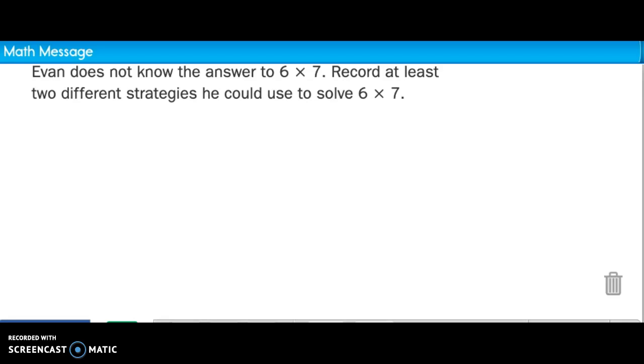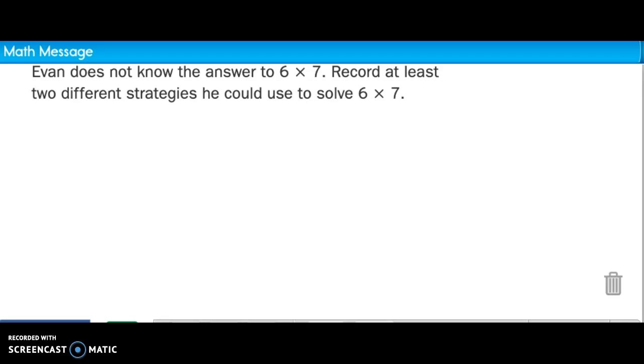We've been learning about fact strategies. How can we find multiplication facts? How can we find the product using different strategies? So today, our math message says that Evan does not know the answer to 6 times 7. They want us to record at least 2 different strategies he could use to solve 6 times 7.